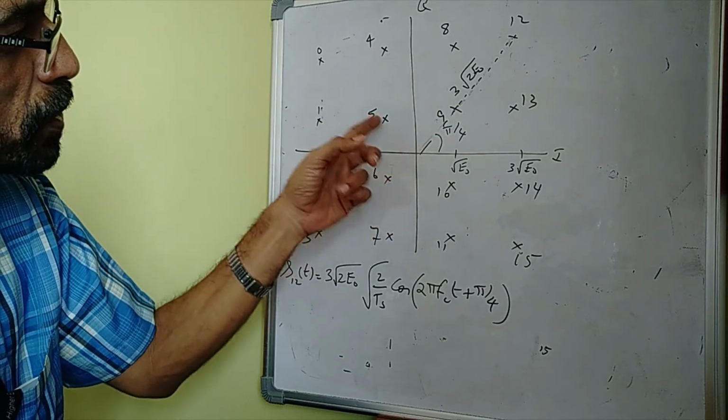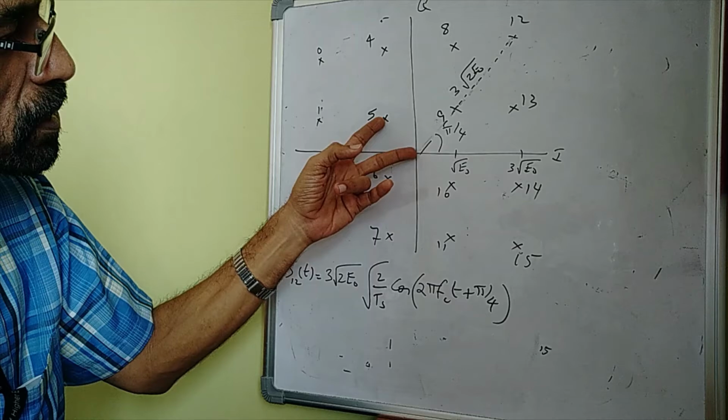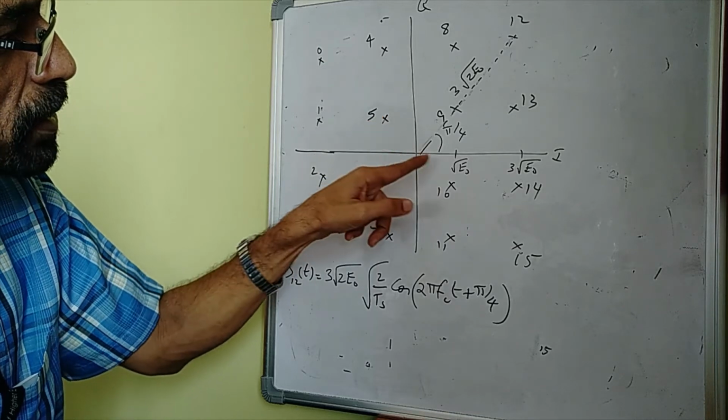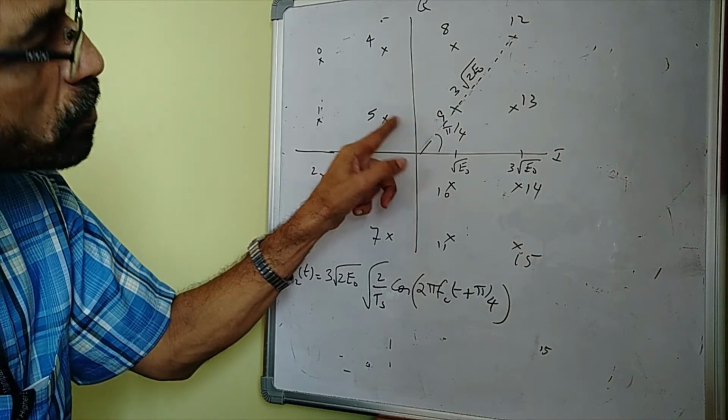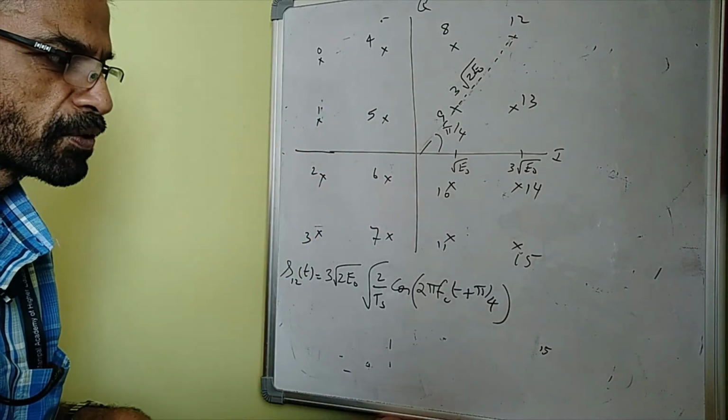So this signal will have an amplitude like this, S5T will have an amplitude like this, and its phase will be what we have here. So that is 90 plus 45.